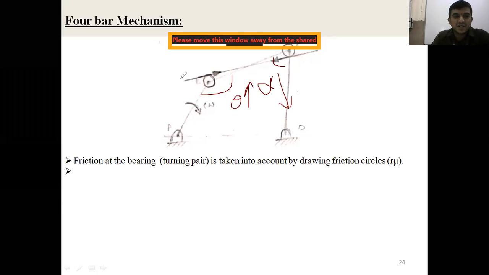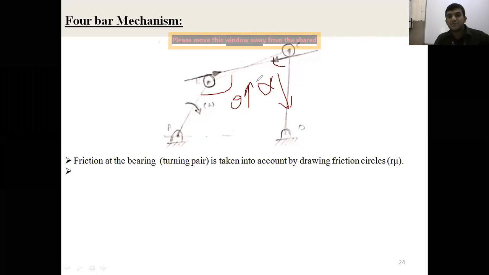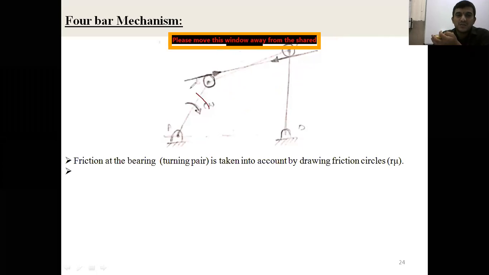If you consider friction at this joint for a turning pair, again it's a complicated one. For exam point of view or knowledge point of view, don't bother here, because whatever frictional force is generated here is also a very small value, and compared to the other forces, these frictional forces are small. When compared to other forces which transmit that motion, the external applied force is more.